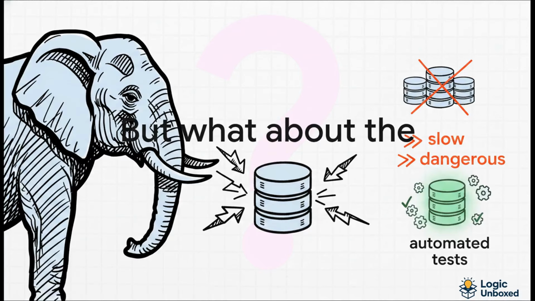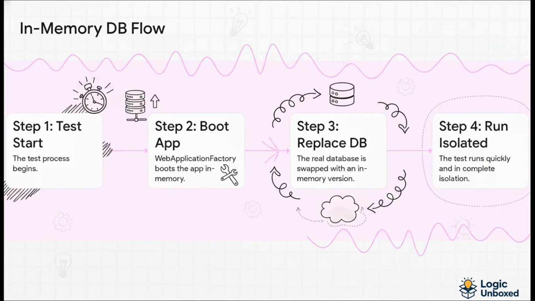I mean, we absolutely cannot have our automated tests hitting a live production database or even a shared dev one. It'd be slow, flaky, and honestly, just plain dangerous. So what's the move? The solution is so elegant. Let's just walk through it real quick.